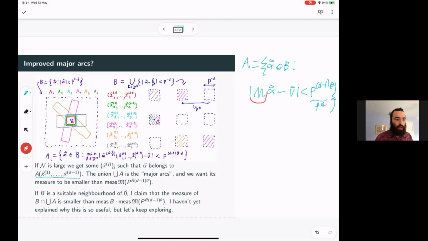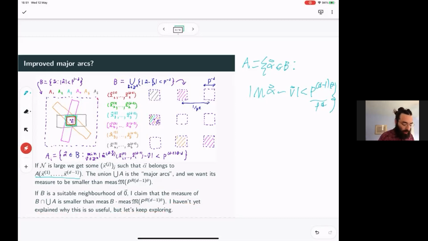So the idea is that if we can exclude the bad solutions, the solutions where this matrix is singular, then we can show that all of the major arcs that are in this box around the origin are actually contained in this tiny little box here. And so their measure is going to be smaller than we'd expect. Okay, and that turns out to be very useful for a reason that I'll explain later.